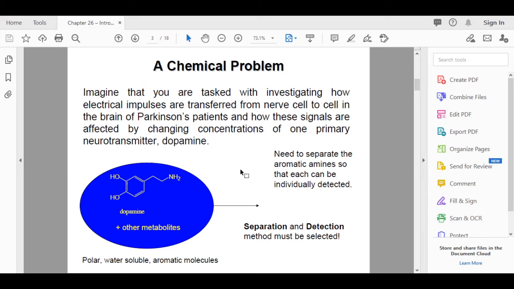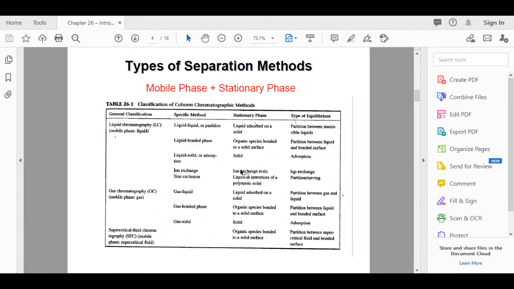We need to separate the aromatic amines so that each can be individually detected, and the separation and detection method must be selected. So we should go with the characteristics of those metabolites, that is polar, water soluble and aromatic molecules. To move forward, we should go with the types of separation methods. The basic principle involves two things, the mobile phase and the stationary phase. Separation science and separation methods basically involve the mobile phase, which has mobility, and the stationary phase.